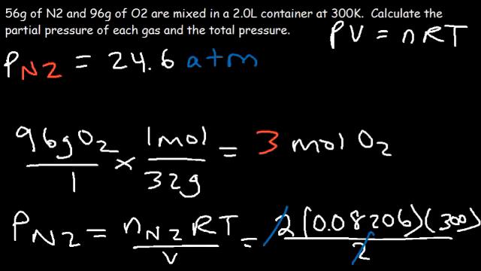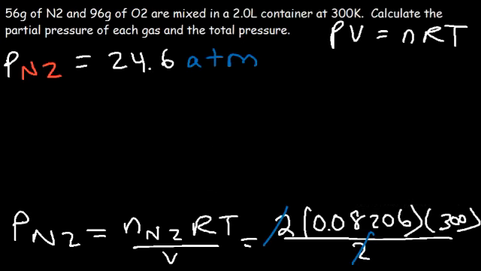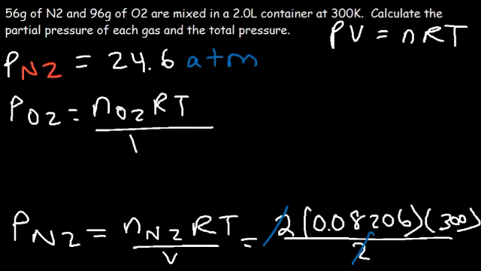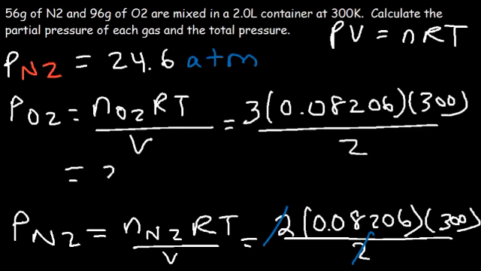Now let's calculate the partial pressure of oxygen gas using the fact that we have 3 moles of O2. So the equation is going to be the moles of O2 times RT divided by V. So we have 3 moles of O2 times the gas constant times 300 Kelvin divided by 2. And you should get 36.9 ATM.